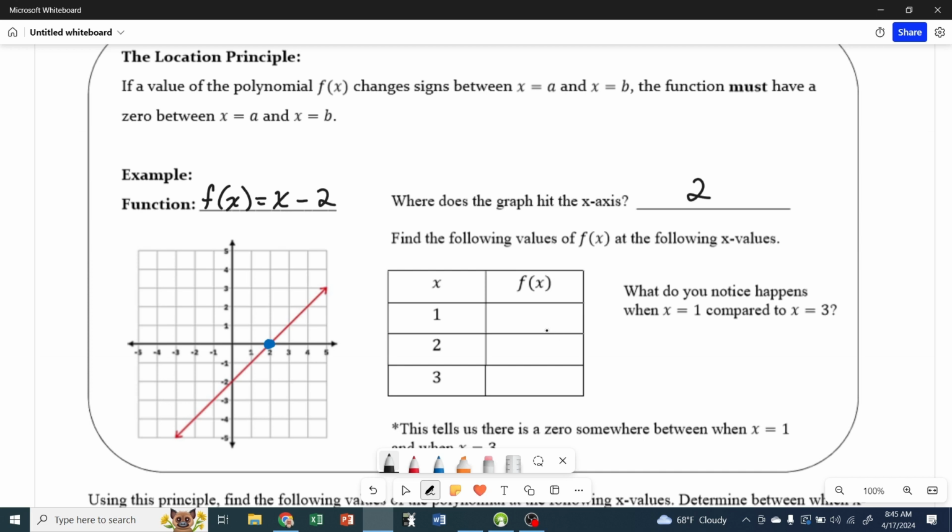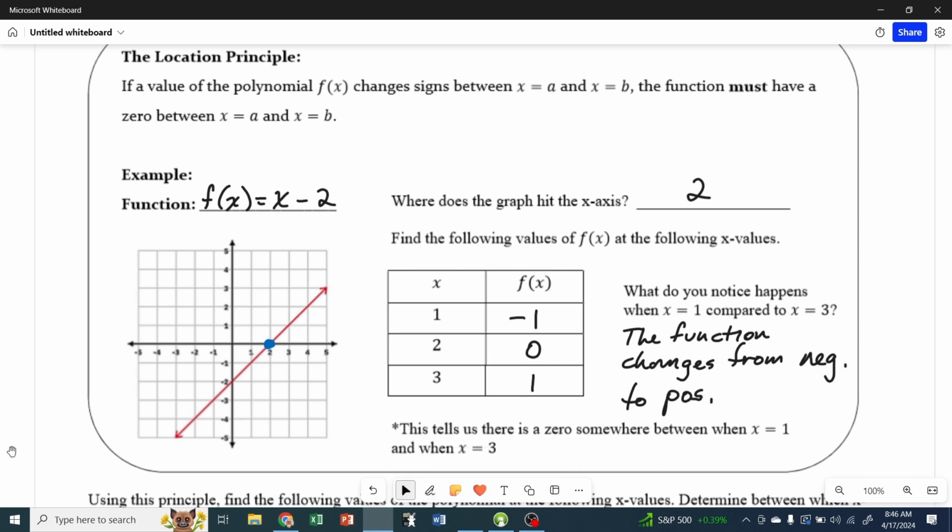And we can plug values into the function from 1 to 3, and we'd see that at x equal to 1, f of x would be equal to -1. At x equal to 2, f of x is equal to 0, and at x equal to 3, f of x would equal +1. So what happens between 1 and 3? Well, the function changes signs. It changes from negative to positive.